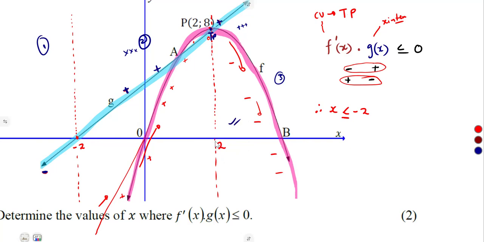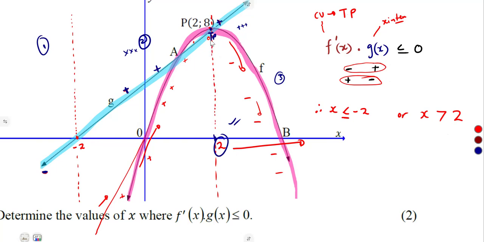So from 2, the critical value at the turning point. So that is another solution. X can be greater than or equal to 2 because of that equal there. All right, so the 2, not equal to 2? Let's check at 2.